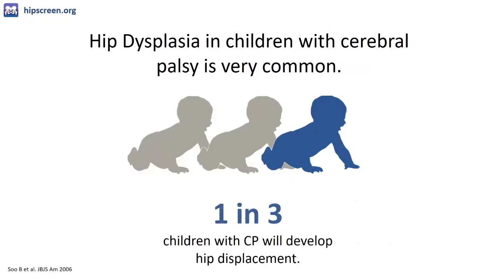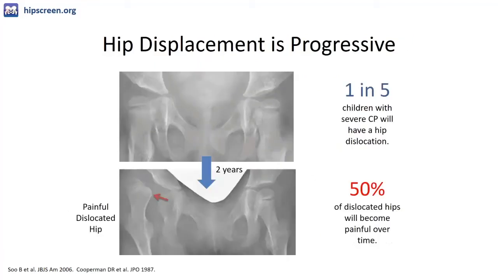Hip dysplasia and hip problems are very common in children with cerebral palsy. Up to 1 in 3 children with CP will develop hip displacement. Among those children with severe cerebral palsy, up to 1 in 5 will have a hip that completely dislocates from the socket.